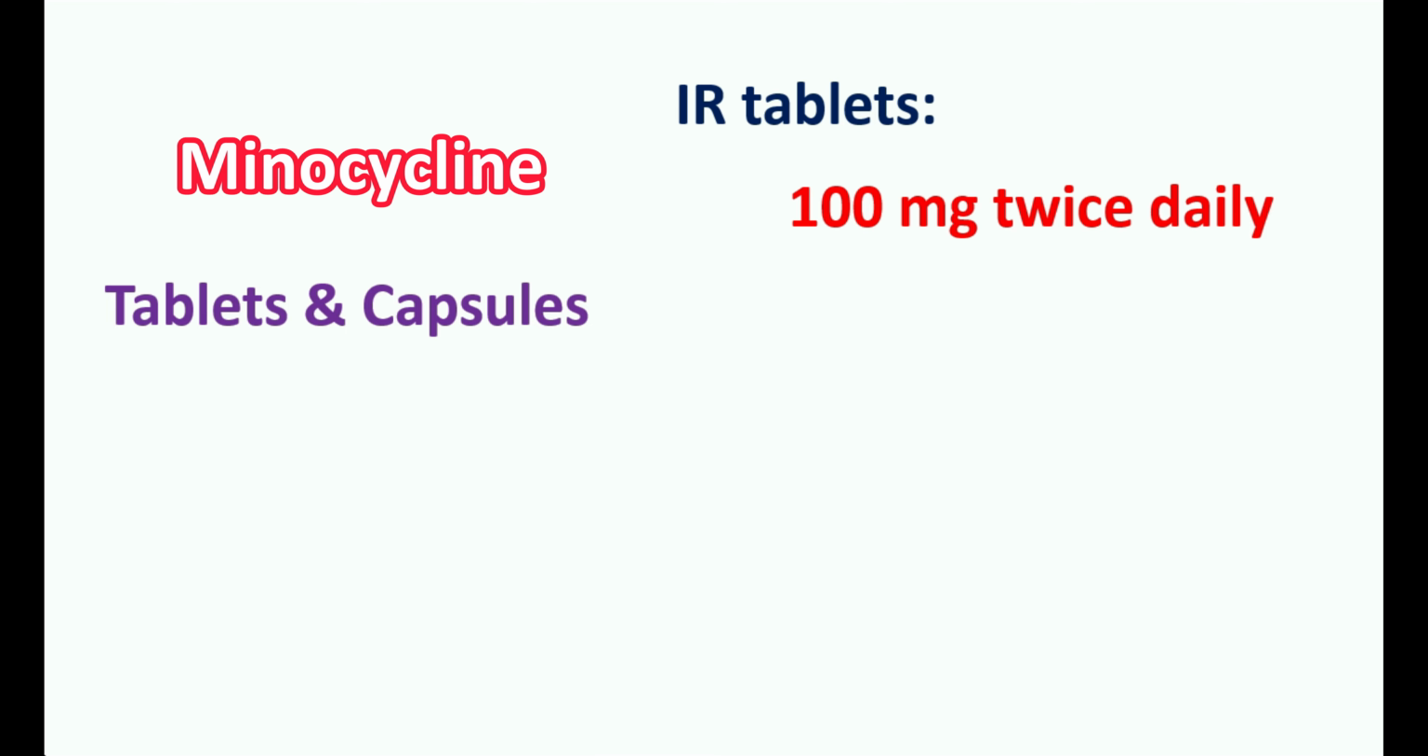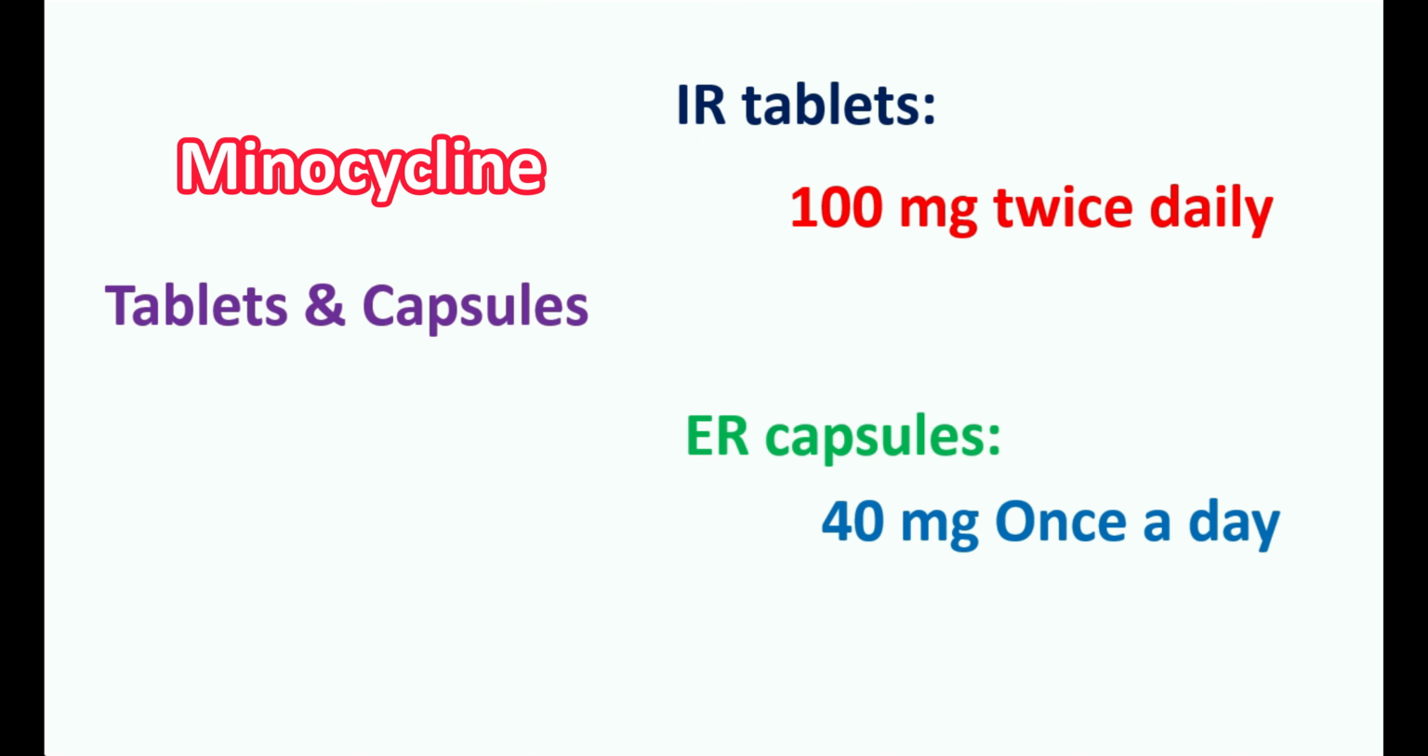In case of extended release capsules or tablets, it can be started at a dose of 40 mg given once a day. These are the typical doses of minocycline, but the real dose of this medication depends on patient's conditions like renal functionality, hepatic functionality, and the severity of the infection.